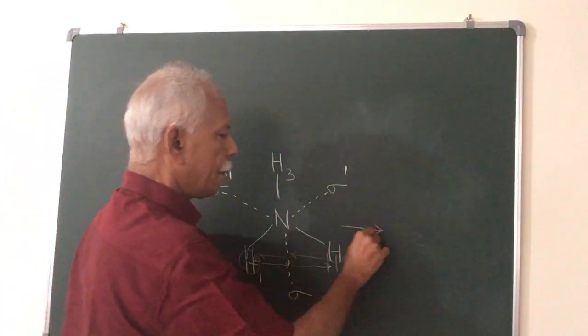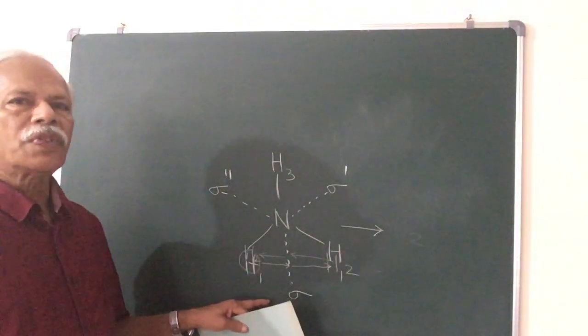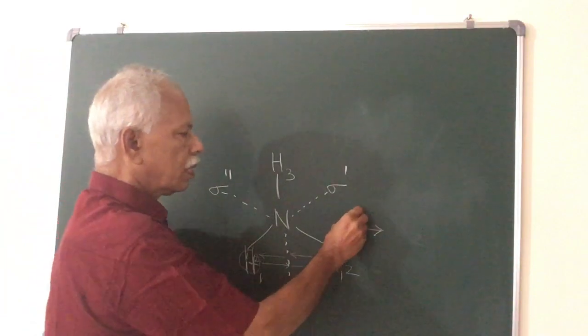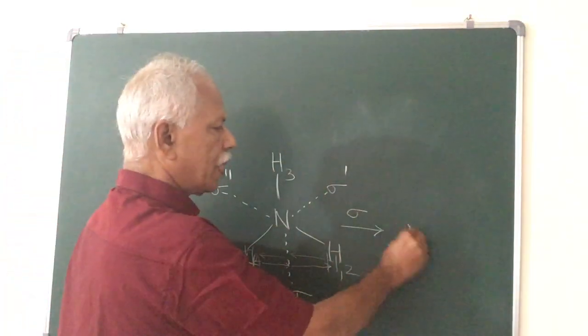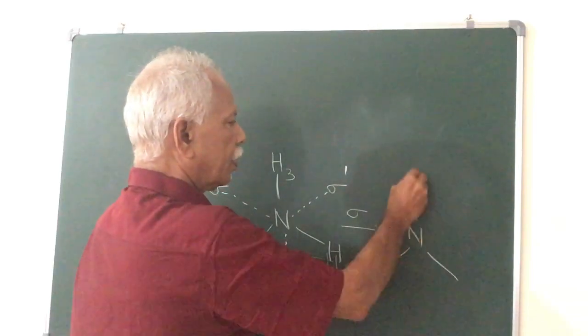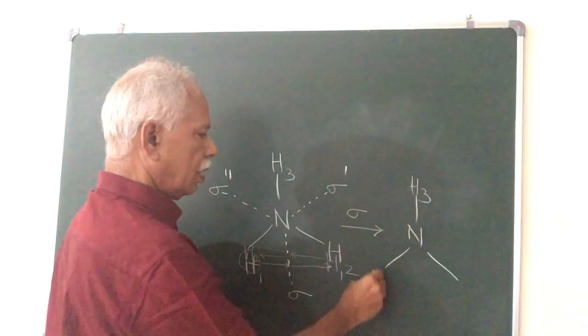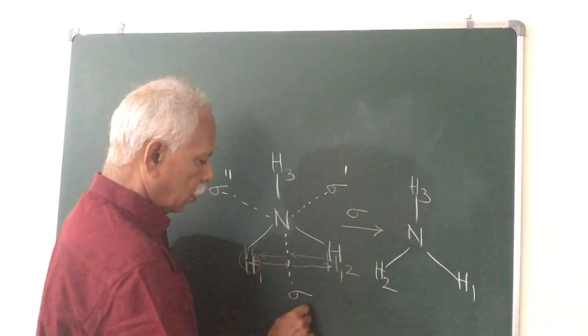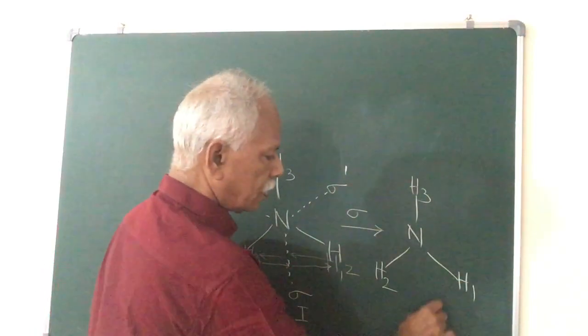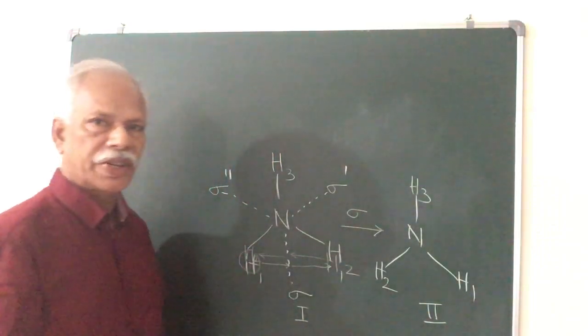I'll write the look of the molecule after the reflection operation is done as a separate figure. H3 is not shifted, H2 comes here, H1 comes here. This is the original appearance 1. This is the appearance of the molecule after reflection.